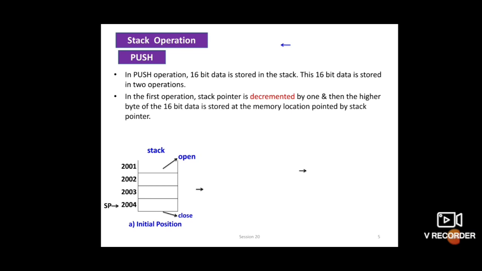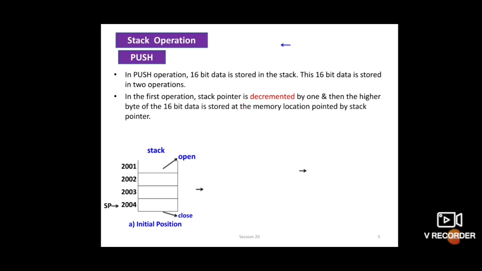Why 2004? Why not 2001? Because for the stack, one end is closed and the other end is open. Whatever data is stored in the stack is always stored at one end, and also popped or read from that same end. Whatever data is stored goes to the last position, then the next, and so on. So whenever data is stored in the stack, the stack pointer is decremented by 1.